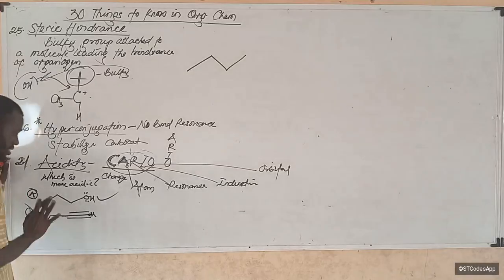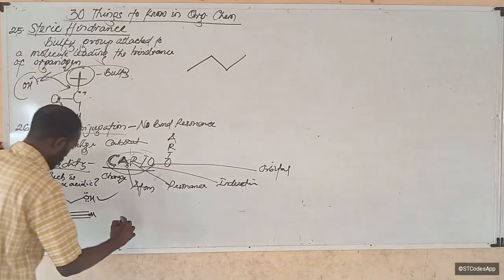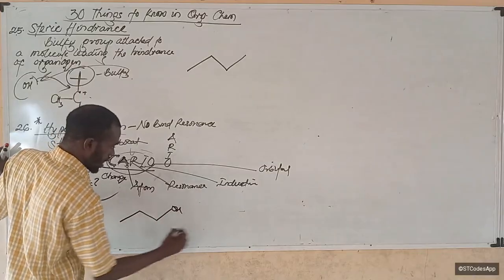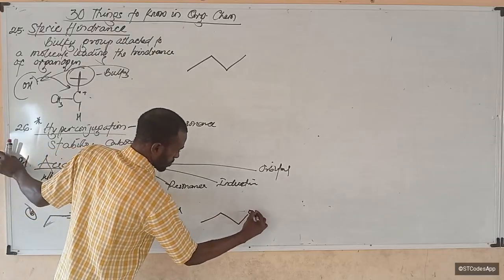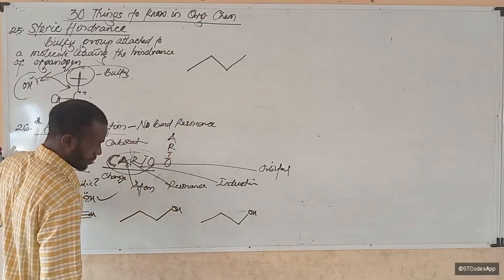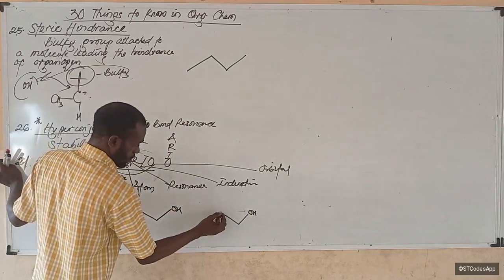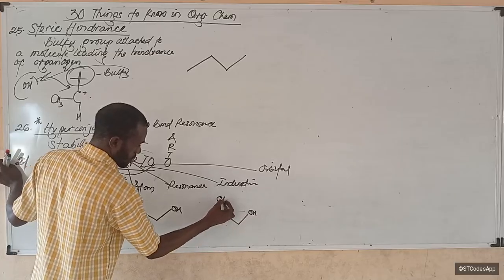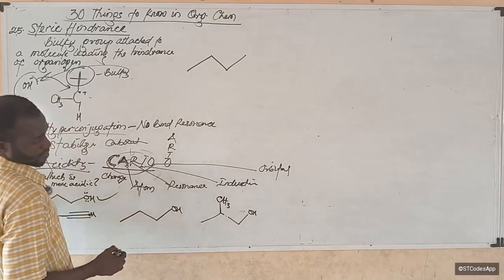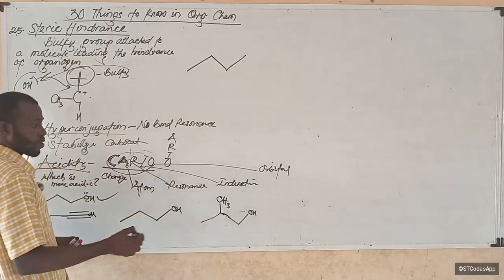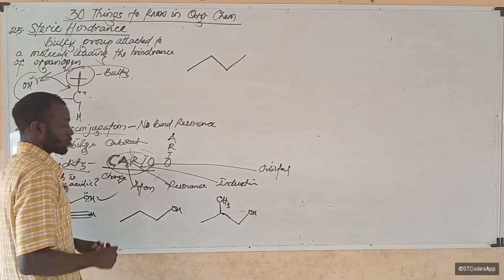Now, what if you see something like this? There's another type of question, like this one. What if you see something like this, and you now see another one like this, with OH attached, okay? But then this one is substituted. So which one will be more acidic between these two?